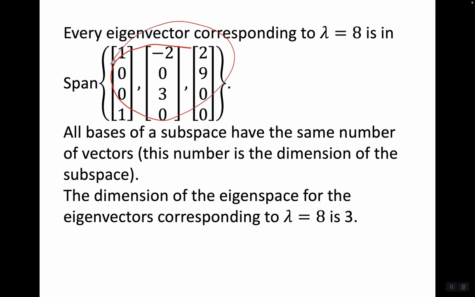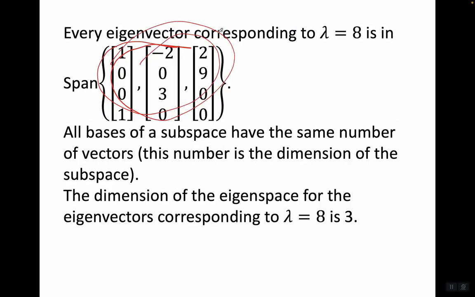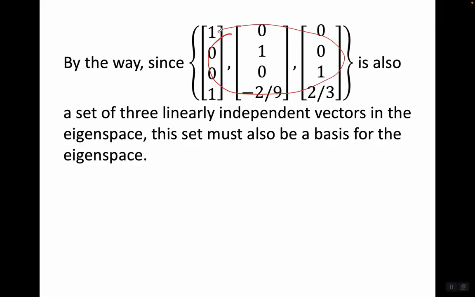All bases of a subspace have the same number of vectors. This number is the dimension of the subspace. The dimension of the eigenspace for the eigenvectors corresponding to lambda equals 8 is 3, because we need 3 vectors in the basis for the eigenspace. By the way, since these 3 vectors are also a set of 3 linearly independent vectors in the eigenspace, this set must also be a basis for the eigenspace. Not a surprise, because every basis for a vector space is going to have the same number of vectors. This basis had 3 vectors. This basis will also have 3 vectors. That's the dimension of this eigenspace.